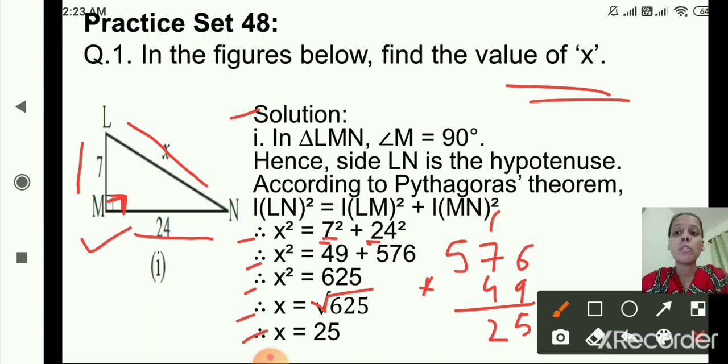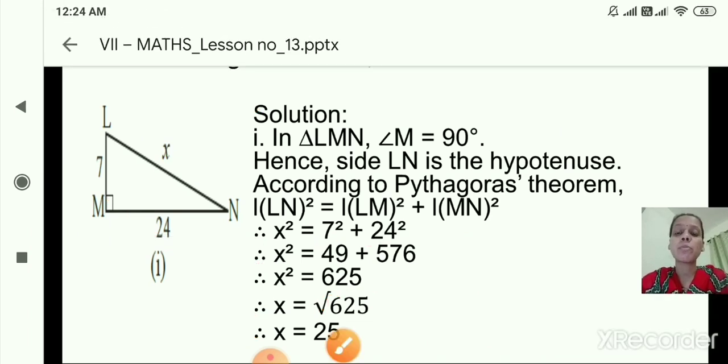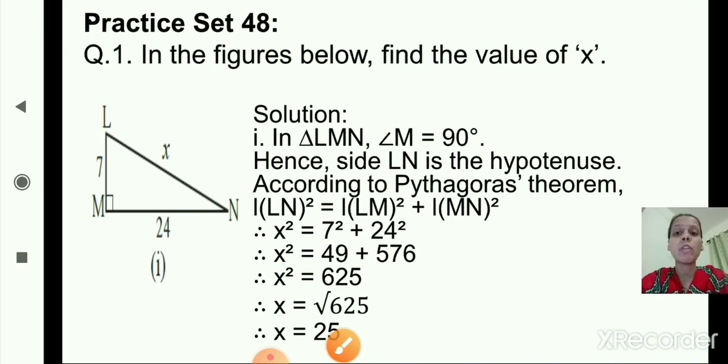How will you come to know that the square root of 625 is 25? We have to learn all the squares from 1 to 25. 25 multiplied by 25 is 625. What is the square of 25? 625. That's why the square root of 625 is 25. This is vice versa: the square of 25 is 625 and the square root of 625 is 25. Hope you are clear with this.